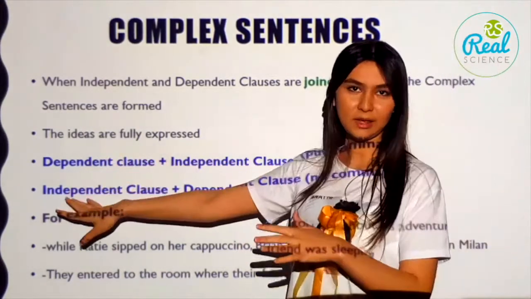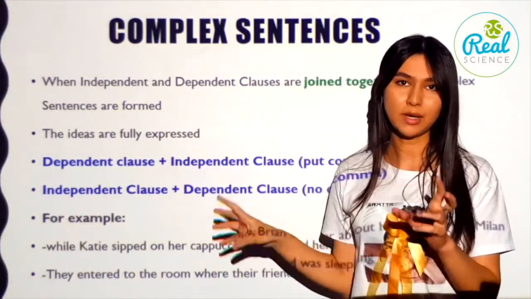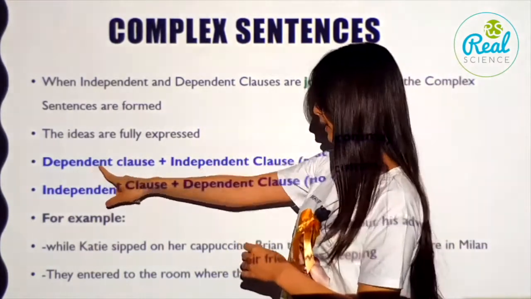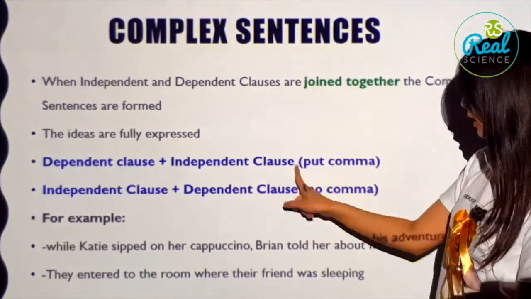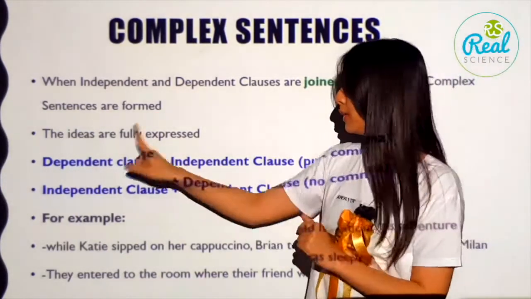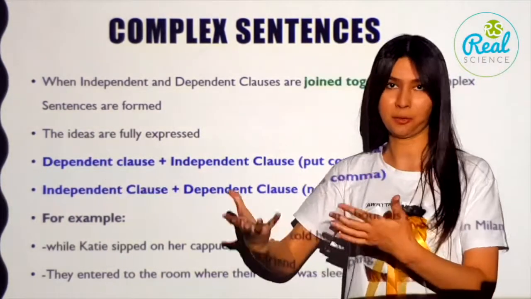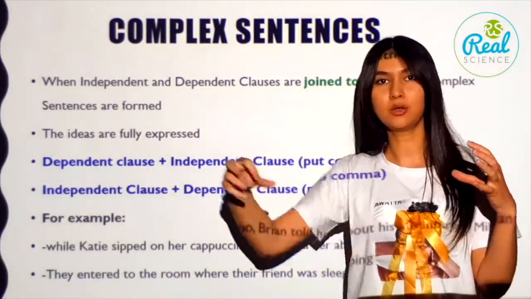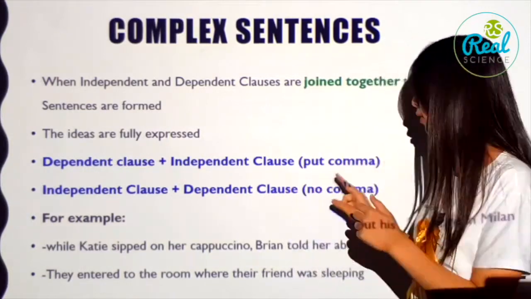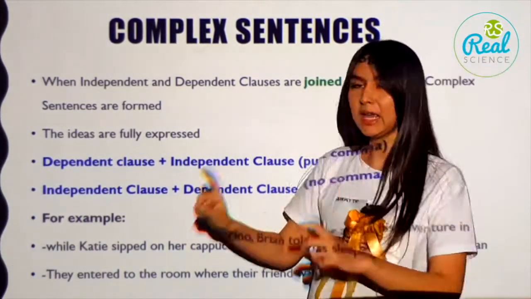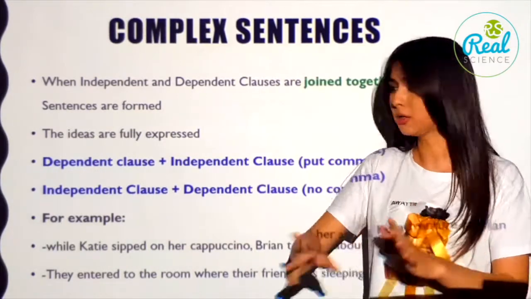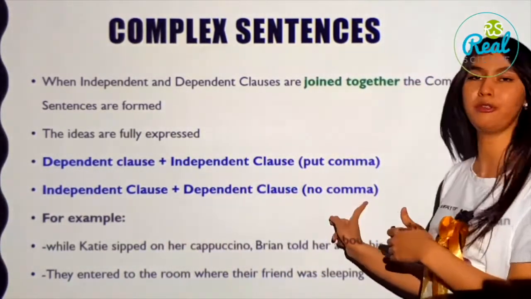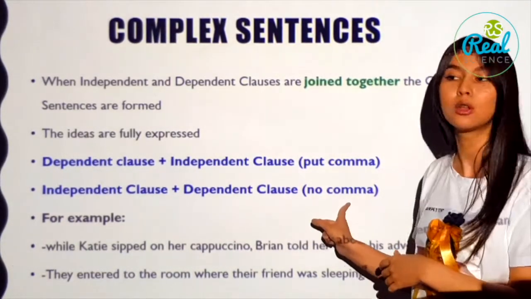So look at the formula. Here I prepared a formula for you. Why do we need a formula? Because we should put a comma, okay? So look, dependent clause plus independent clause. Here you have to put a comma. Why? Because the dependent clause is coming first, and the second one is the independent clause. So you will continue your dependent clause with an independent clause. In that case, you have to put a comma, okay? Next one. If your independent clause comes first and your dependent clause comes second, in that case, you don't need a comma, okay? Here you have to put no comma.